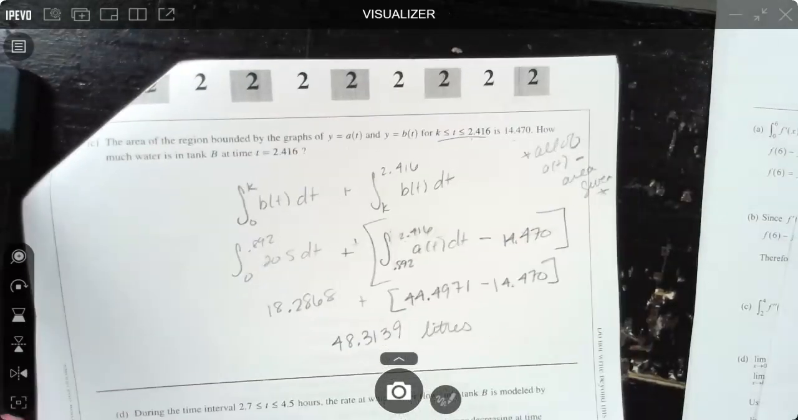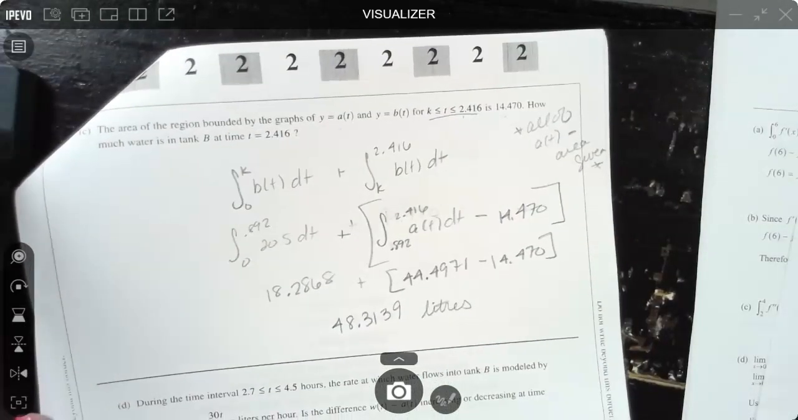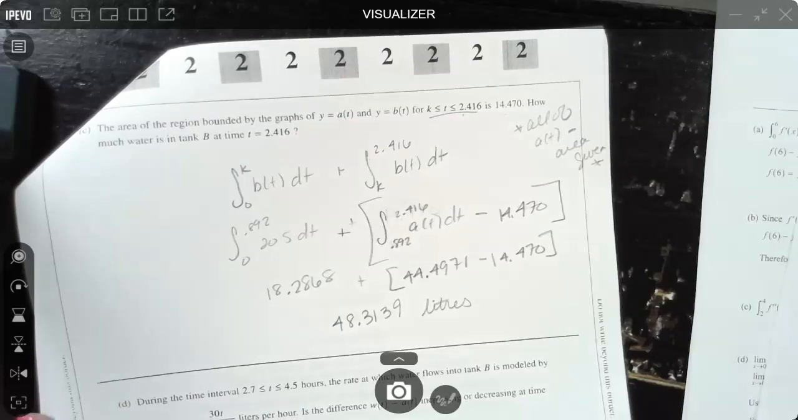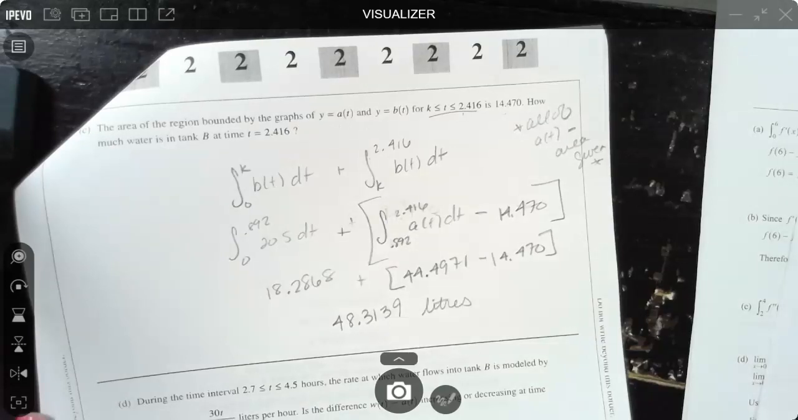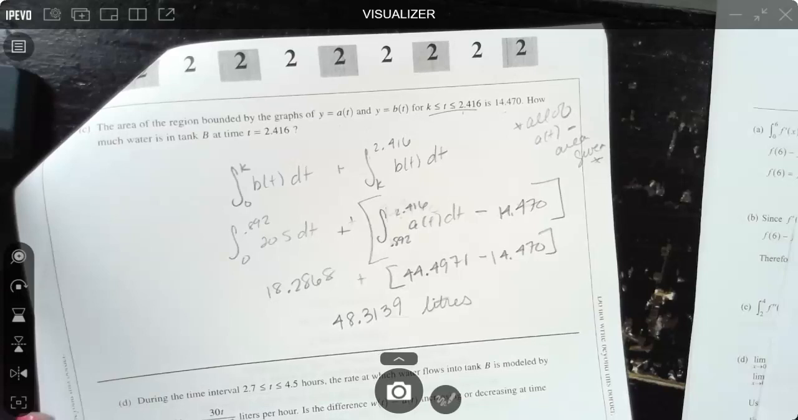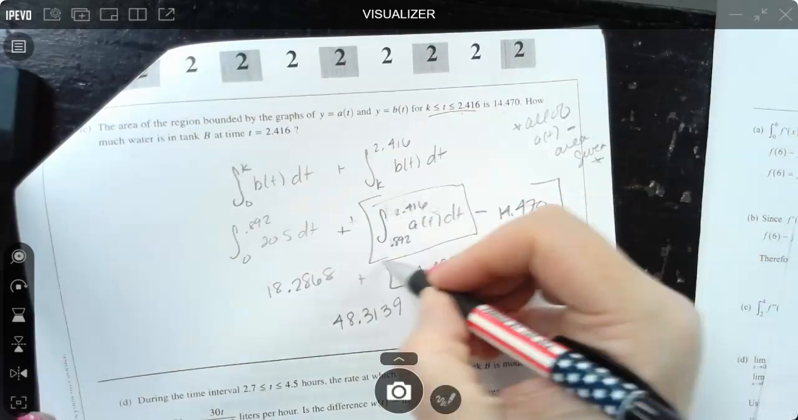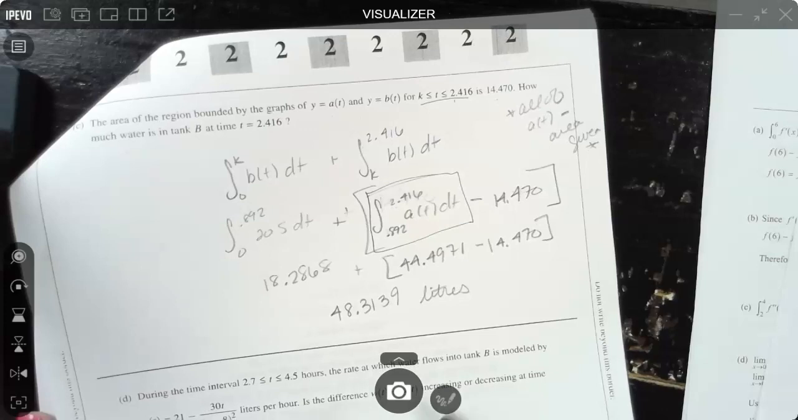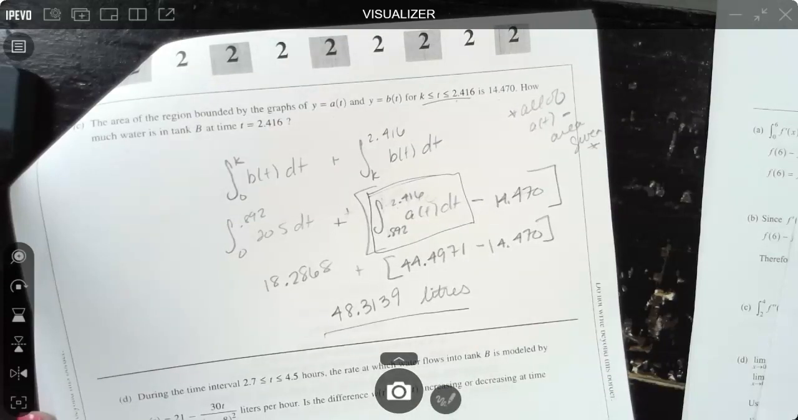All right, and I came up with 48.3139. I'm so surprised this one's only worth 2 points. You got 1 point for going from K to 2.416 on A of t. This gave you 1 point, having that somewhere on there. And then 1 point for your answer. It was a lot of thinking, I thought.